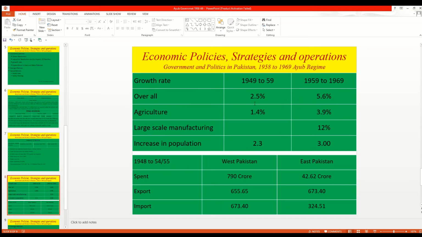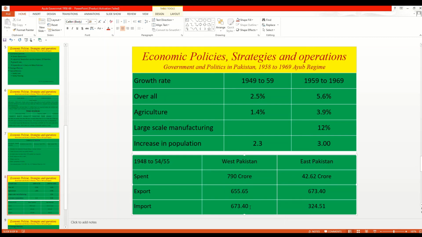So another growth rate is already discussed, in the case of West Pakistan and East Pakistan. If you see, in West Pakistan 790 crore was spent, while in East Pakistan 42.62 crore was spent. Exports from West Pakistan were 655.65, while in East Pakistan 673.40. The exports of East Pakistan were more than West Pakistan.